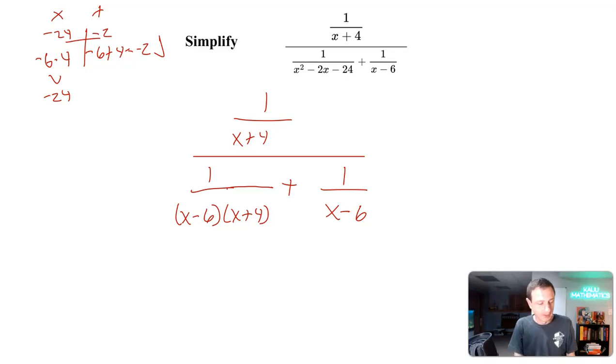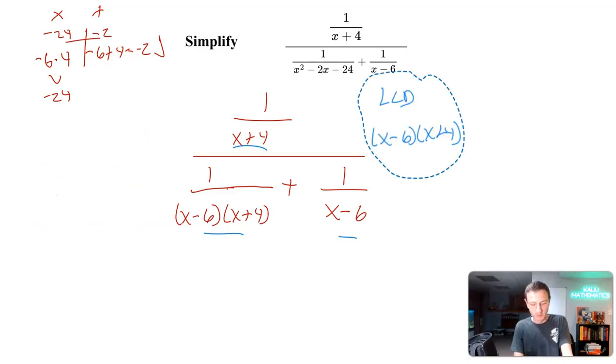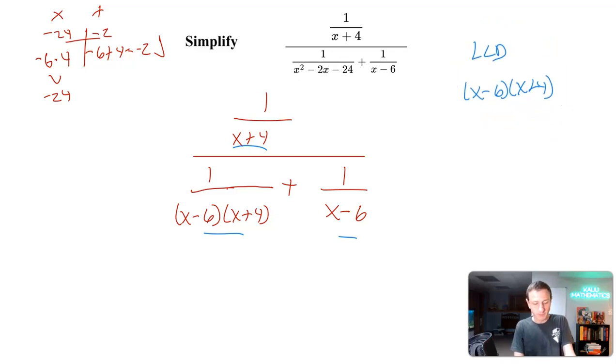Now we want to eliminate all of these fractions. In order to do that, we're going to multiply by the LCD, which in this case is going to be x minus 6 times x plus 4. So I'm going to multiply everything on the bottom by that. So x minus 6 times x plus 4. There are actually multiple ways to do this problem, but this is the way that I always go about it. And then I'm going to multiply the top by x minus 6 times x plus 4.